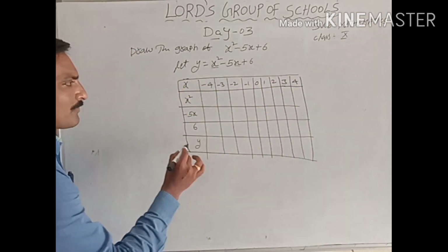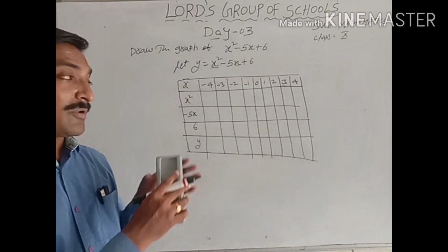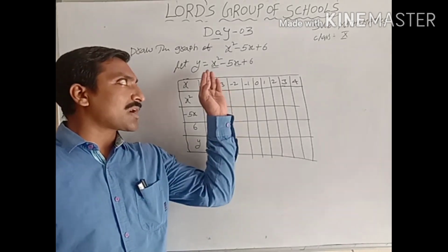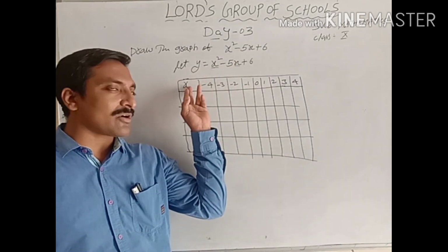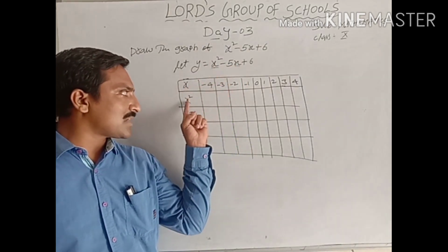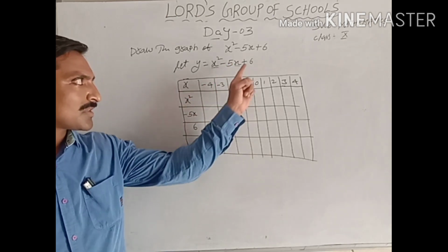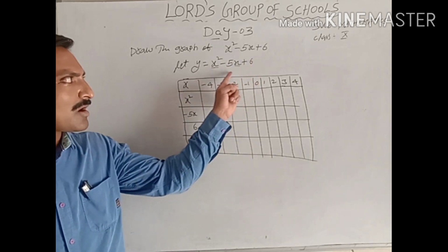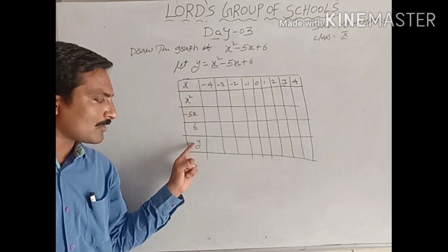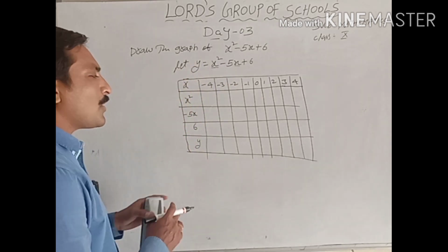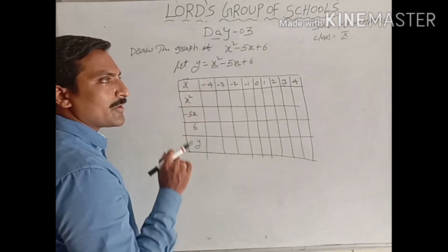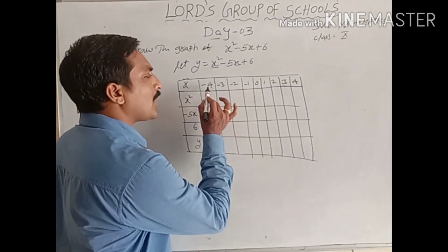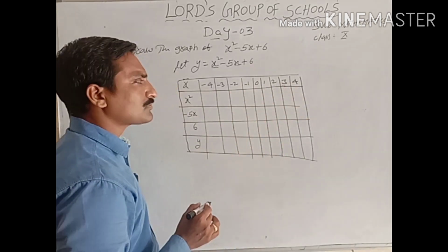This is the table framing. Table framing is very important. What variable is present? That variable you have to start with. What is the first term? Second term? Constant. The total result is represented with y. So for x, in a quadratic polynomial, always take from minus 4 to plus 4.